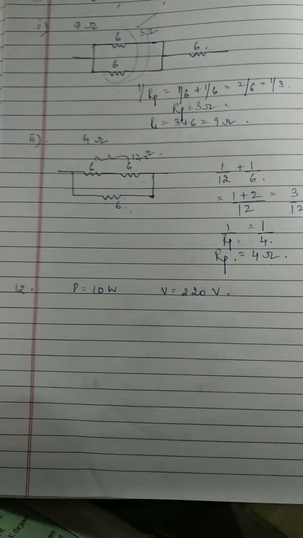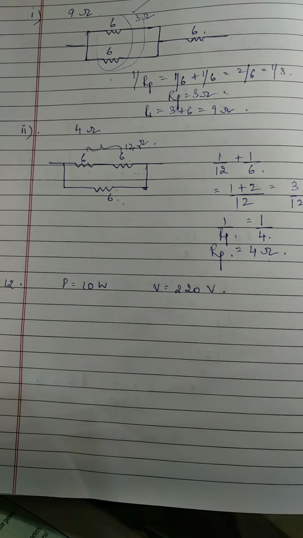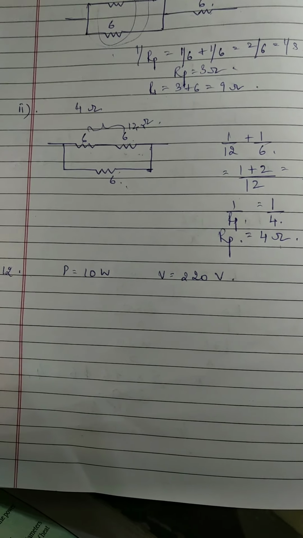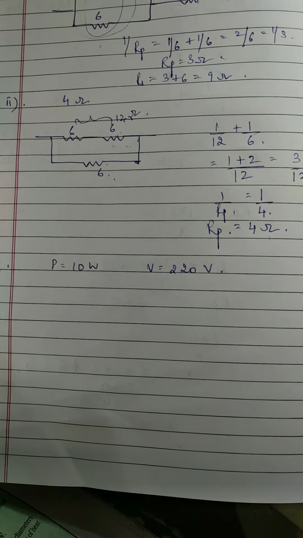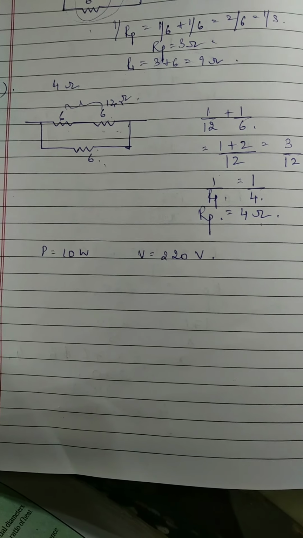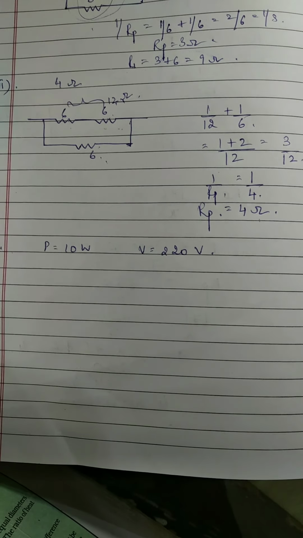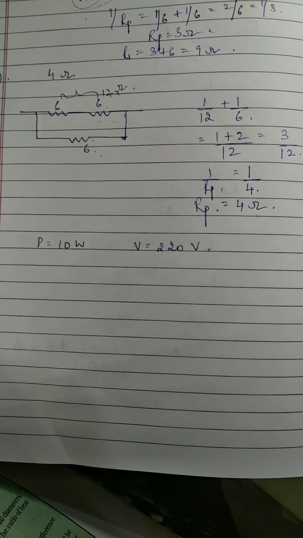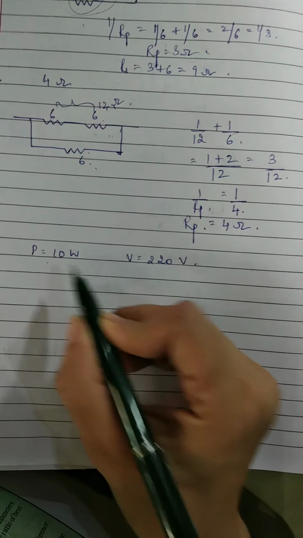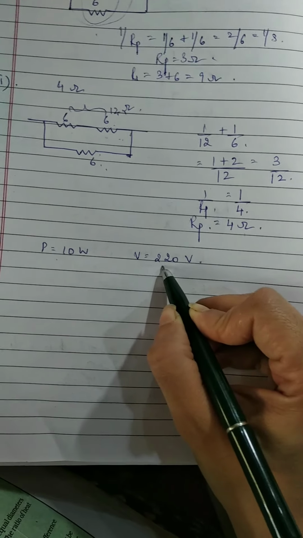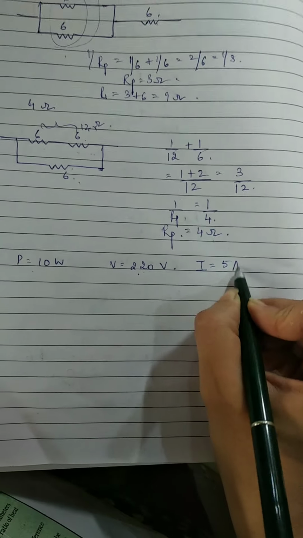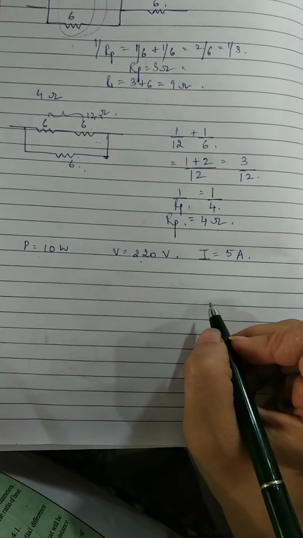Coming to question number 12. Several electric bulbs designed to be used on a 220 volt electric supply line are rated at 10 watt. How many lamps can be connected in parallel with each other across the two wires of 220 volt line if maximum allowable current is 5 ampere? So power is given to us and the supply voltage is given to us and current rating of 5 ampere is given to us.